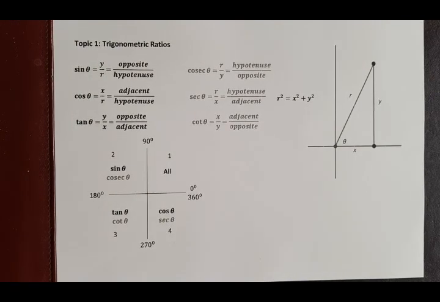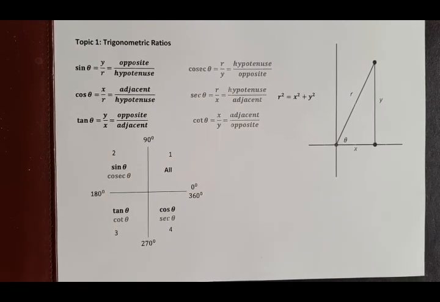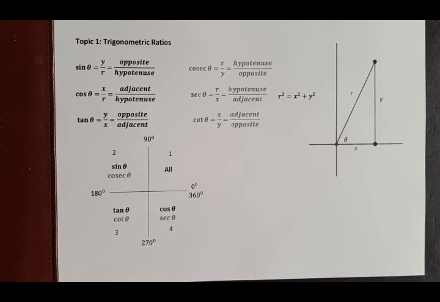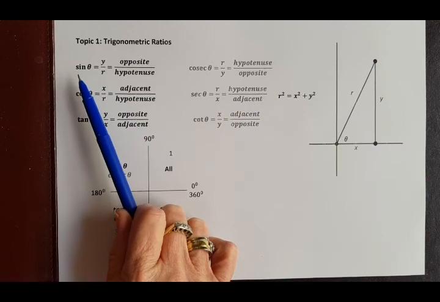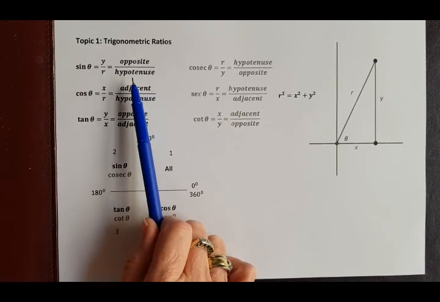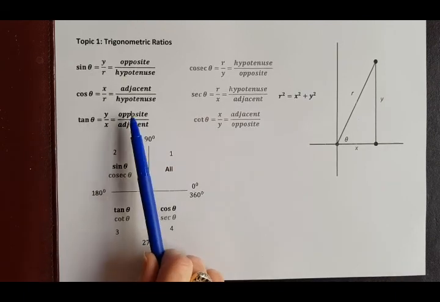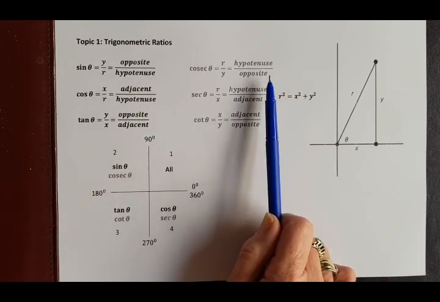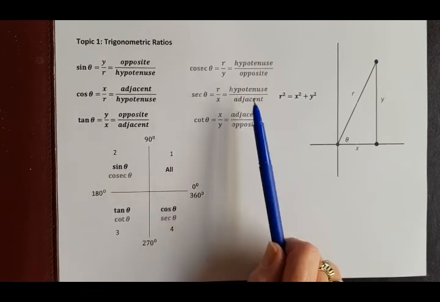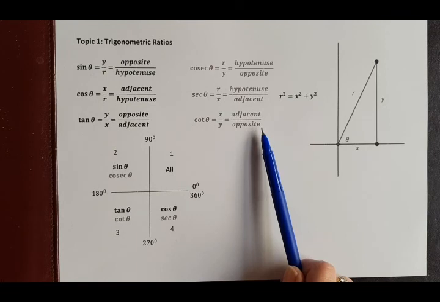In this first video on trigonometry, I just want to recap very briefly the things that you were expected to know from last year. Remember, we studied the trig ratios. We learned them as sine opposite over hypotenuse, cos adjacent over hypotenuse, and tan opposite over adjacent. Cosec was hypotenuse over opposite, sec hypotenuse over adjacent, and cot adjacent over opposite.